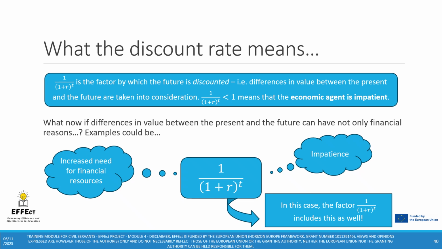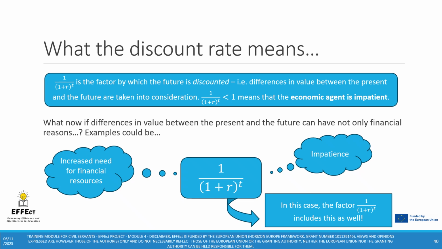1 over 1 plus r to the power of t is the factor by which the future is discounted. The future is discounted means that differences in value between the present and the future are taken into consideration. If we have that 1 over 1 plus r to the power of t is strictly smaller than 1, this means that the economic agent is impatient.